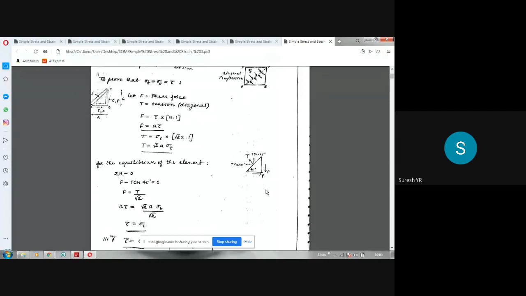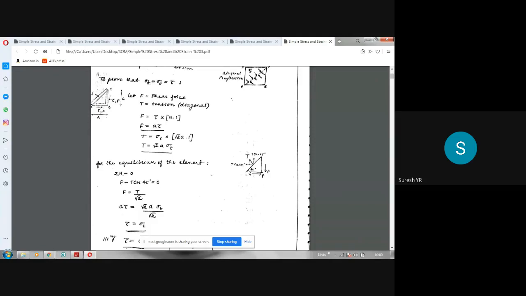Sigma M means the algebraic sum of all the moments of the forces, taken about any point, should be equal to 0. Of course, here we take only one condition. So sigma H is equal to 0 you can take.